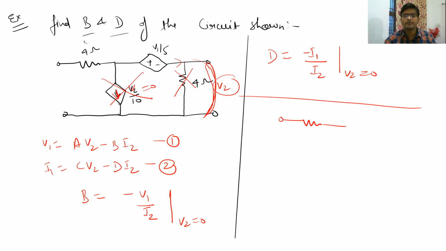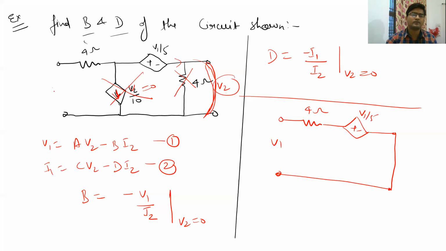So you are going to get a very simple circuit. This is your 4 ohm. This is your dependent voltage source whose value is V1 upon 5, and then there is a short circuit, and then this circuit completes. So this is your 4 ohm, this is your V1, definitely V1, and this is your current I1. So in this modified circuit, this is your current I1, and even if this circuit was short circuited, you will take this current as I2 only. So this direction current was nothing but I2. Clear? Now let us find the value of B.